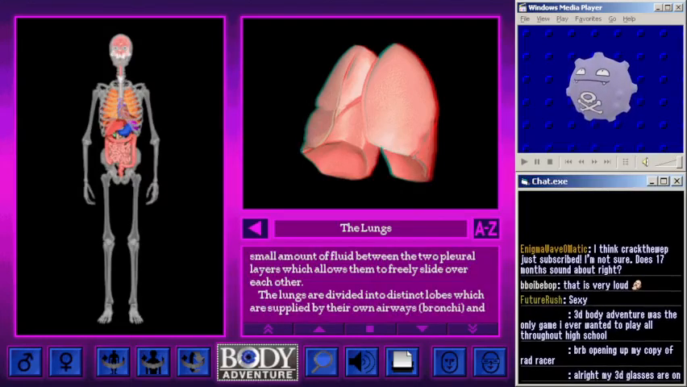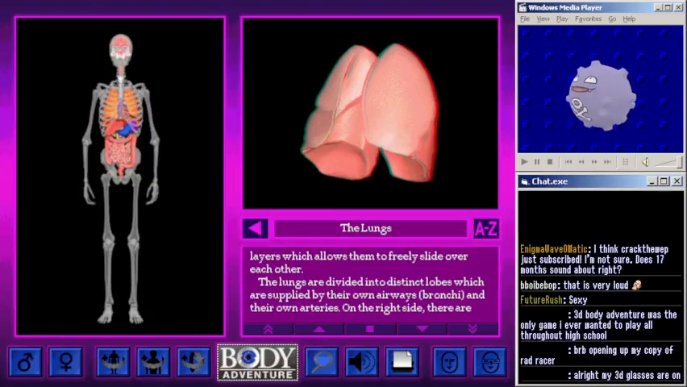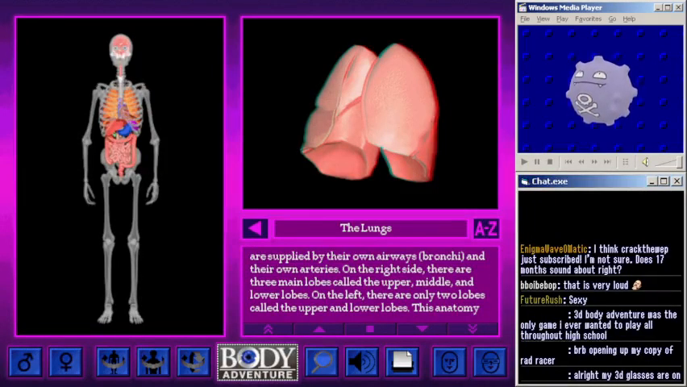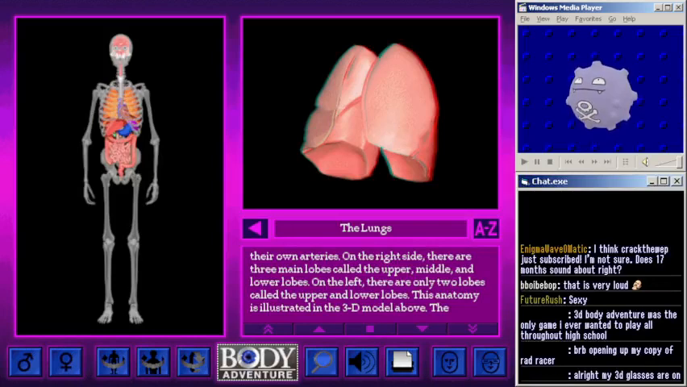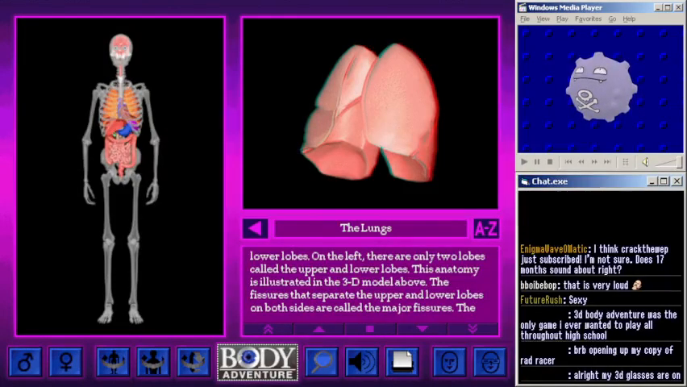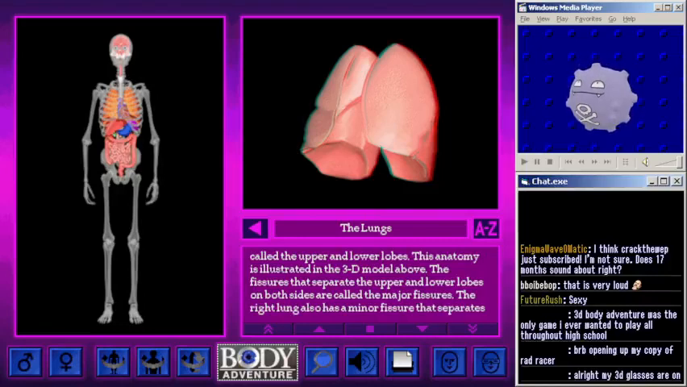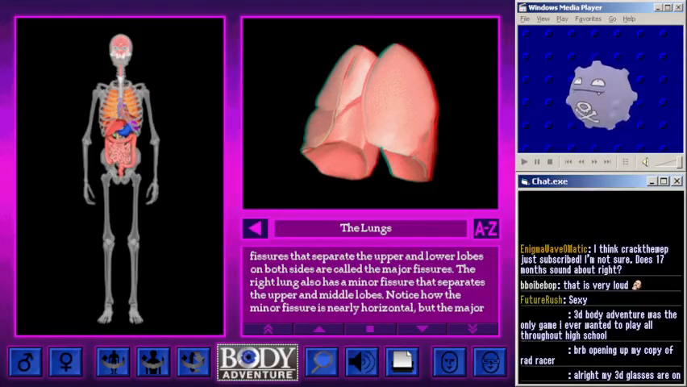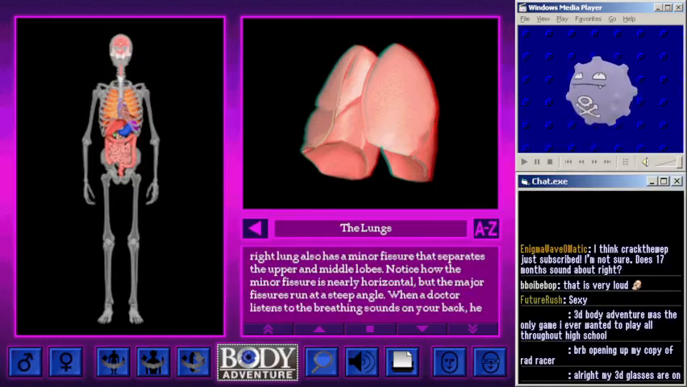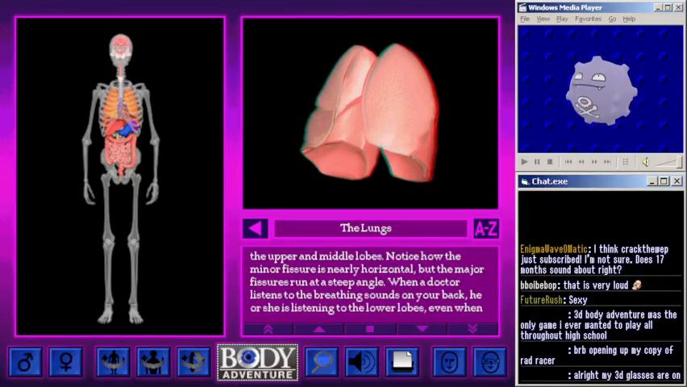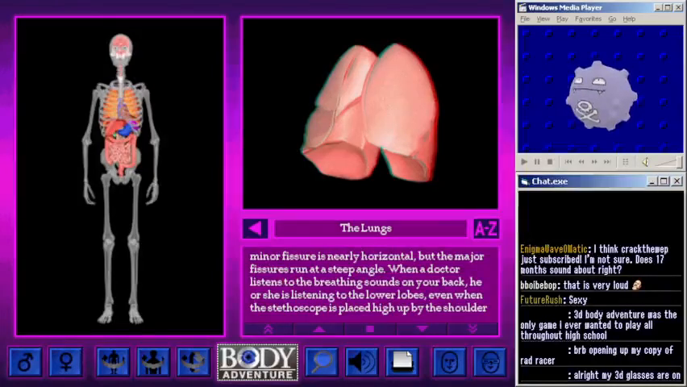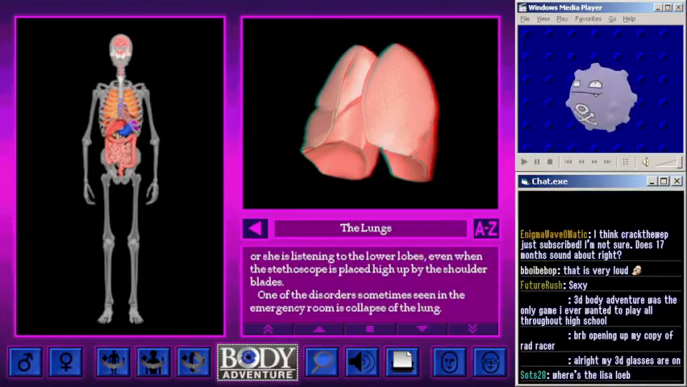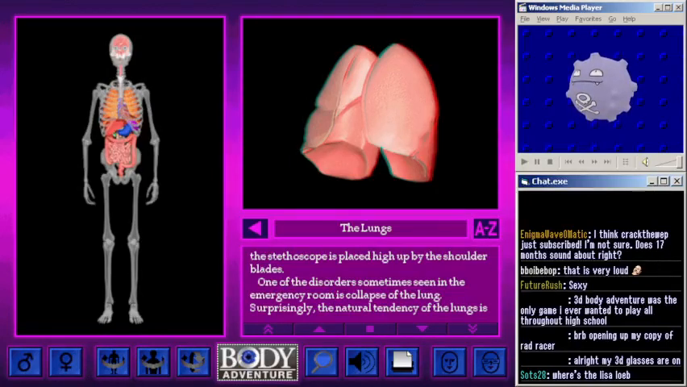All right, the lungs are divided into distinct lobes, which are supplied by their own airways, bronchi, and their own arteries. On the right side, there are three main lobes called the upper, middle, and lower lobes. On the left, there are only two lobes called the upper and lower lobes. This anatomy is illustrated in the 3D model above. The fissures that separate the upper and lower lobes on both sides are called the major fissures. The right lung also has a minor fissure that separates the upper and middle lobes. Notice how the minor fissure is nearly horizontal, but the major fissures run at a steep angle. When a doctor listens to the breathing sounds on your back, he or she is listening to the lower lobes, even when the stethoscope is placed high up by the shoulder blades.